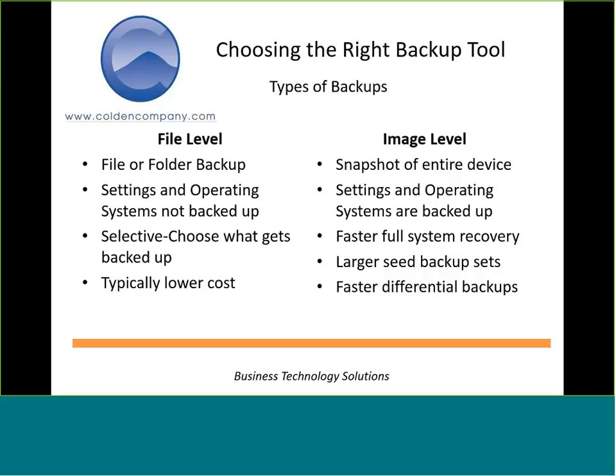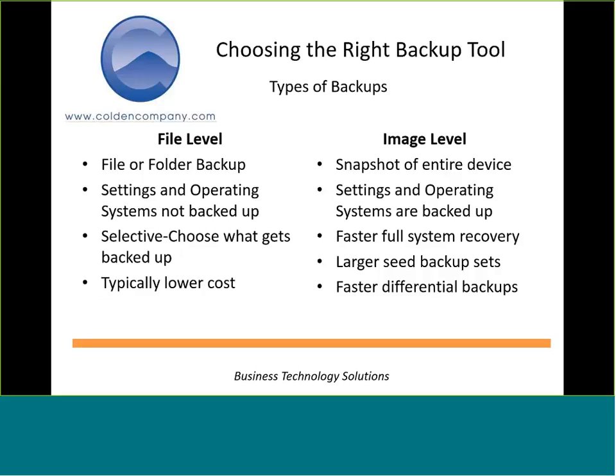With the image level, we've mentioned here that there's what's called a larger seed backup. As you can imagine, since it is a full backup and it's backing up the whole system, that initial backup is going to be a lot larger because it's getting your whole system. But once that initial seed backup, as it's called, is done, then you make a backup that just gets the changes. Those are called differential or incremental backups. And those go very, very fast.